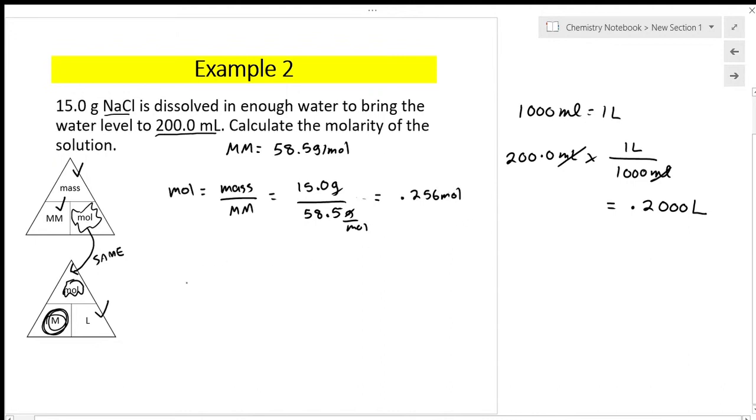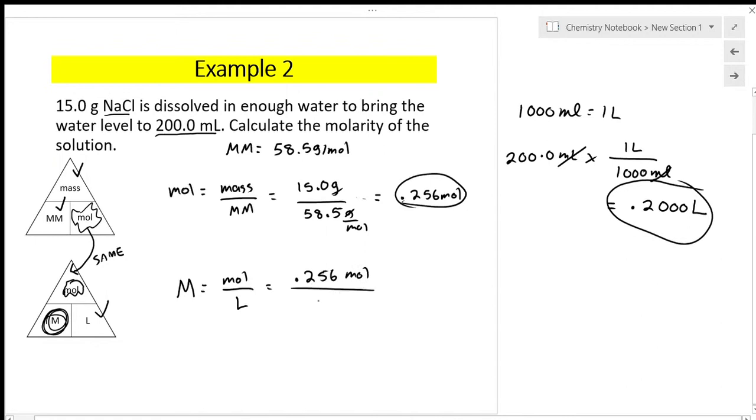Now, to calculate the molarity, that is the moles divided by the liter of solution. So we already calculated the moles right here. We have the liters right there, and all we have to do is simply divide those. So we take the 0.256 moles, and you divide that by the 0.2000 liters. And remember, if you have a mole over a liter, that is molarity. So my answer here is going to be 1.28 molar.